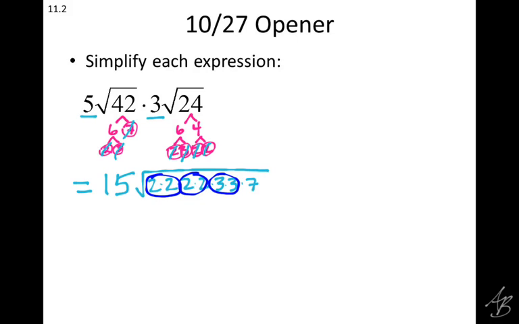So on the outside, we already have a 15, and then we're going to have a 2, another 2, and a 3 go out and join, and we're going to multiply them all together and get 180 on the outside. And what about the inside?